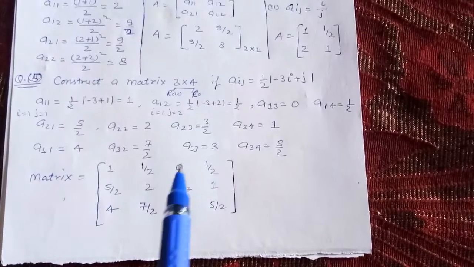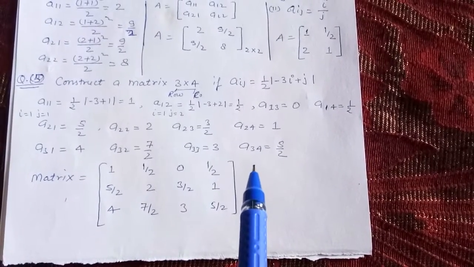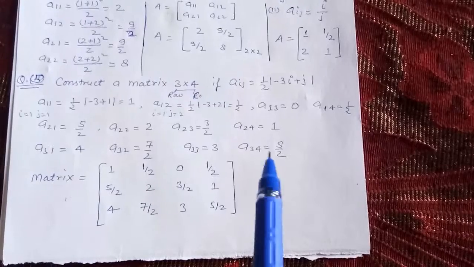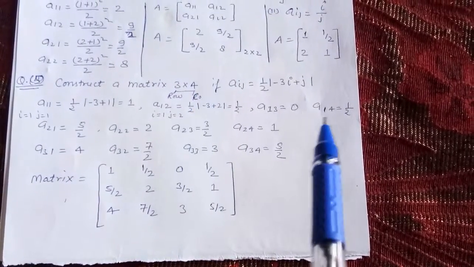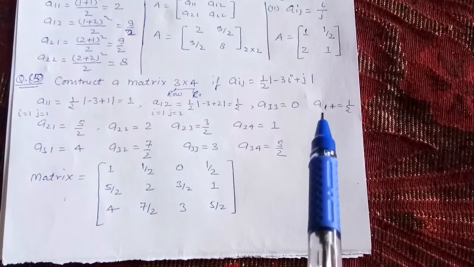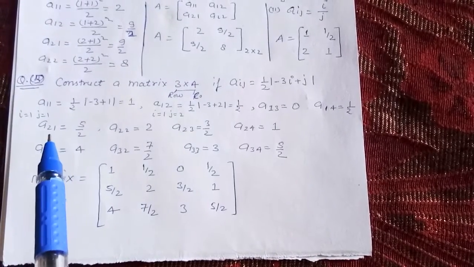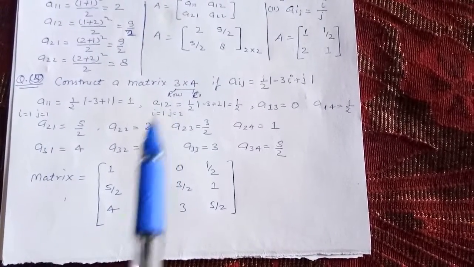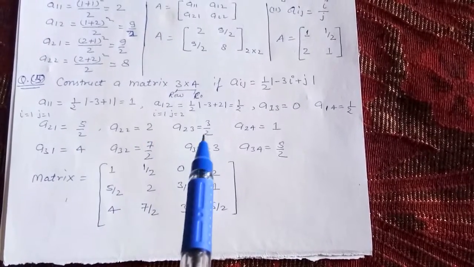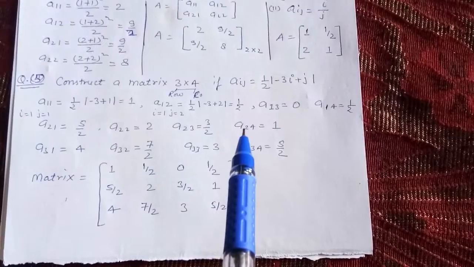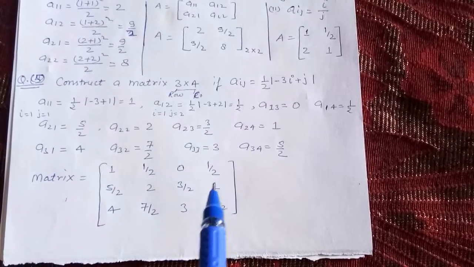Why? Because we don't need a 5th column, right? We are having only 4 columns, that's why we do not take a15. First row, 4th column. Now second row, first column. This is second row, first column. Second row, second column. Second row, third column. Second row, fourth column. This one.